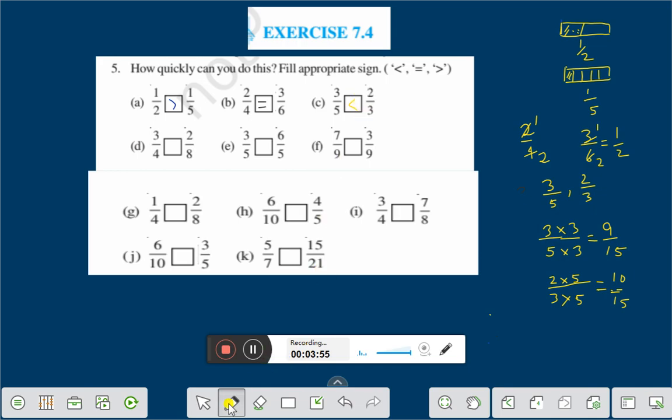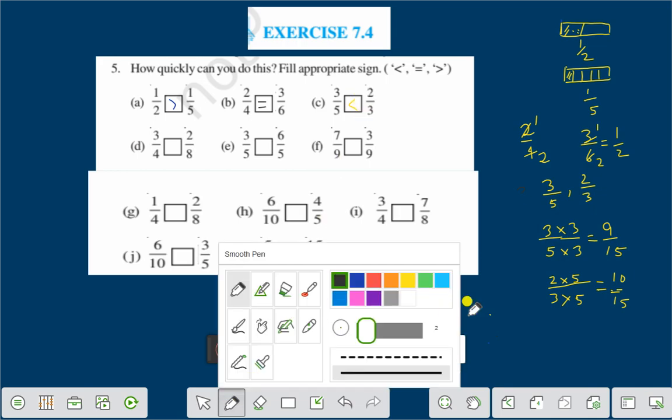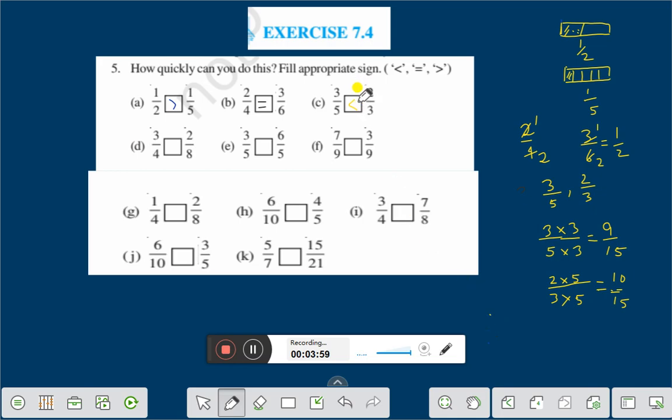So 3 by 5 is less than 2 by 3. Now question number D. Question number D is 3 by 4 and 2 by 8. In the same way, we can find out which one is greater. That is 3 by 4 and 2 by 8.